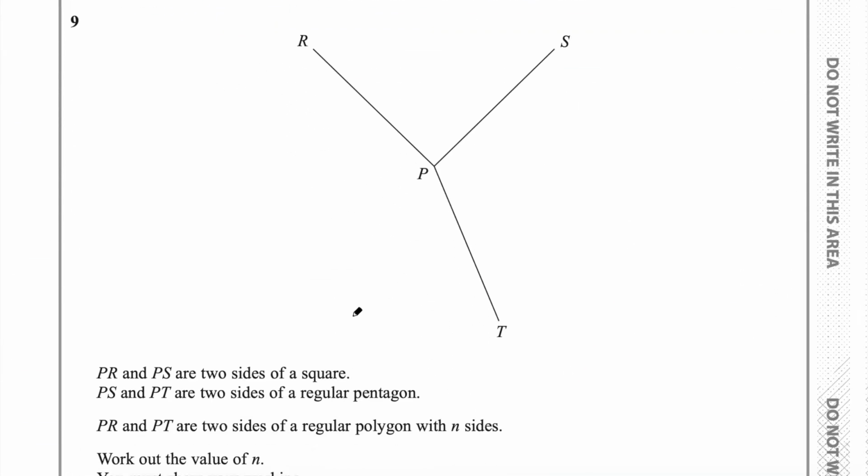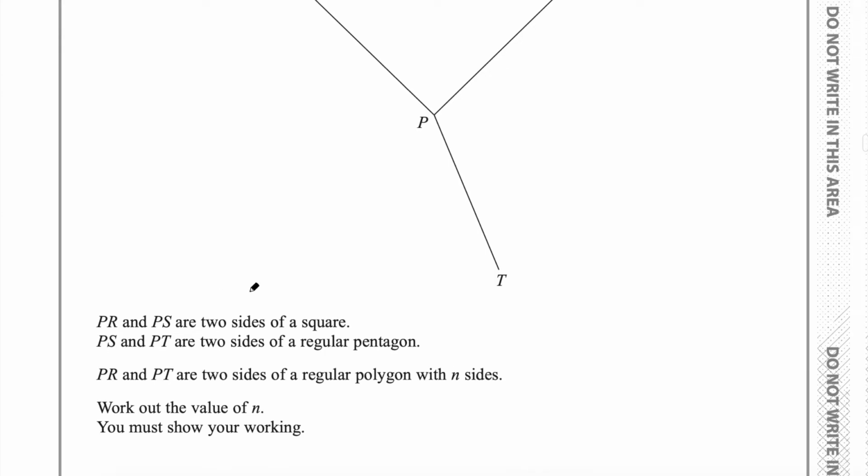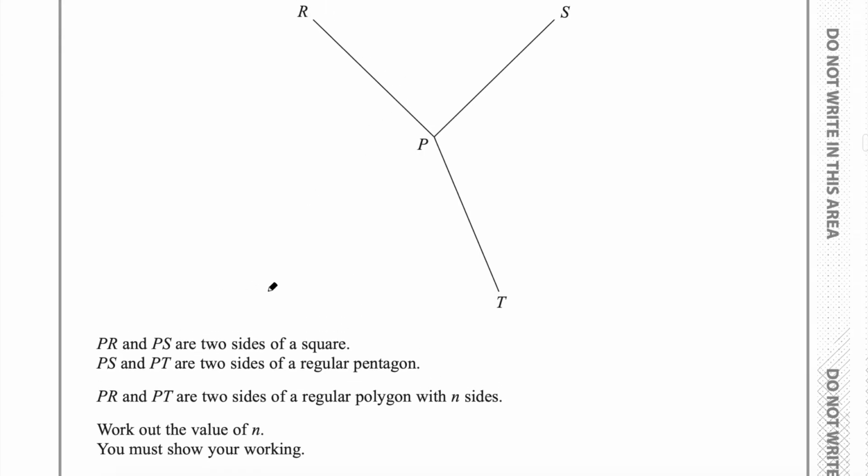Question 9 starts with a diagram, and it says PR and PS are 2 sides of a square. PS and PT are 2 sides of a regular pentagon. PR and PT are 2 sides of a regular polygon with n sides. Work out the value of n. You must show your working.